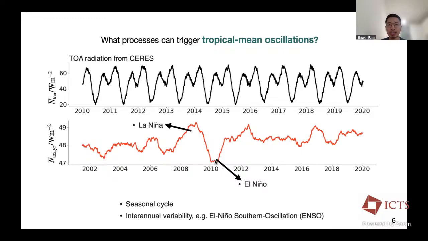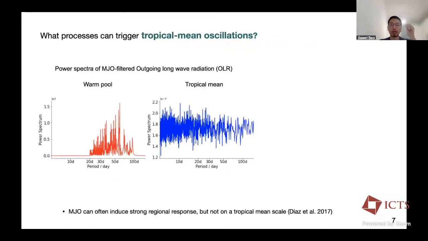And as we can see, the processes which we see here are mostly very slow processes. These are the processes which can effectively modify the circulations. So for example, for ENSO, we know that the changes in the SST patterns, sea surface temperature patterns, can modify the Walker circulation as well as the Hadley circulation. Once the circulation is modified, it can very effectively lead to the tropical mean response, which can be reflected in the tropical mean signal. So these slow processes we know are very effective. But what about the fast processes, such as the Madden-Julian oscillation, MJO?